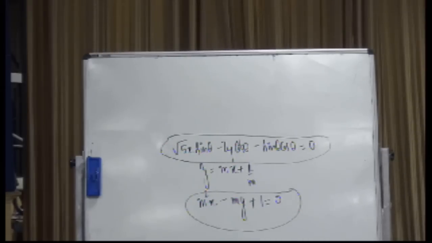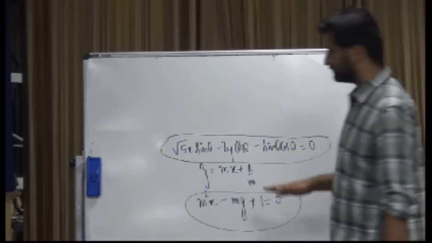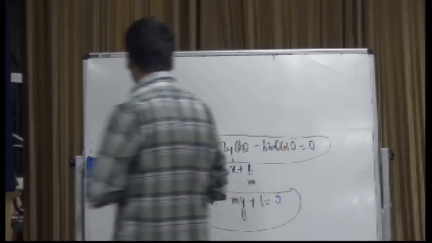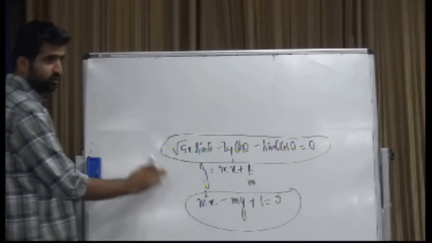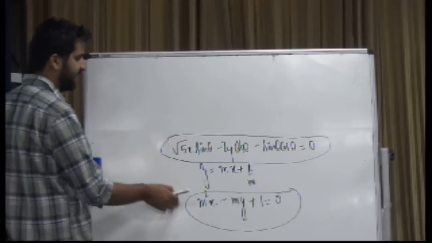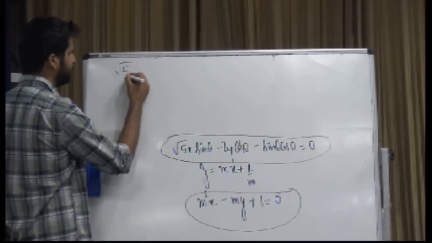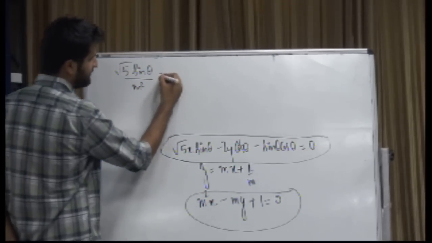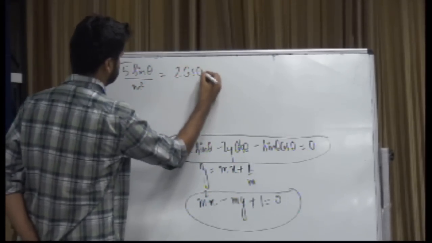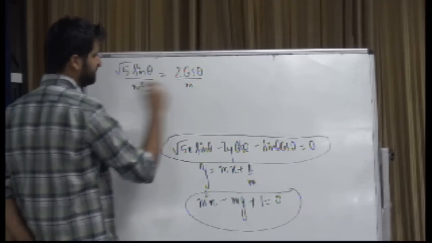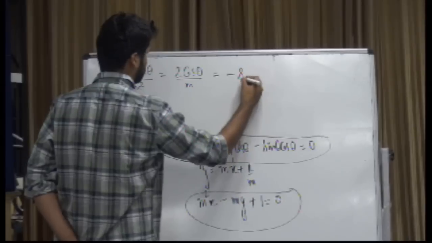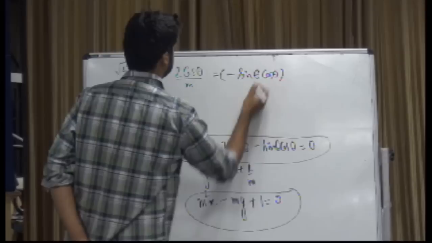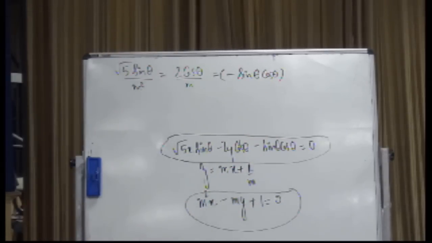Now see, these are the two equations. Equation of the same line. Therefore, root 5 sin theta upon m square is equal to 2 cos theta upon m is equal to minus sin theta cos theta. Okay.